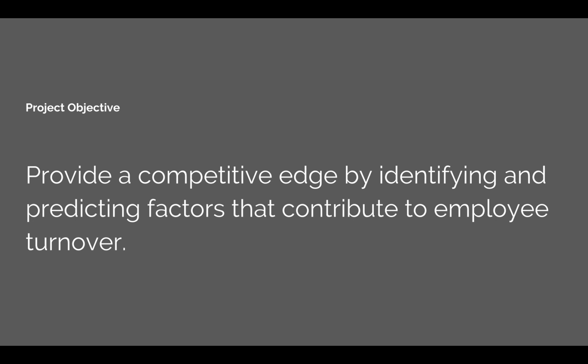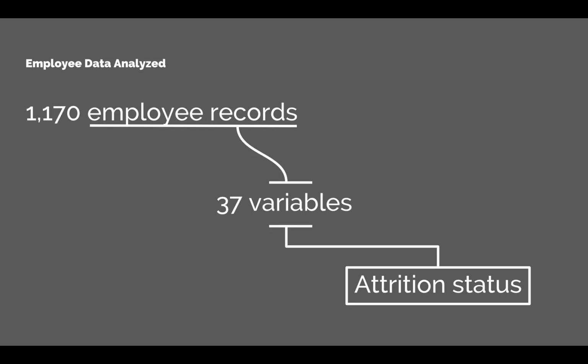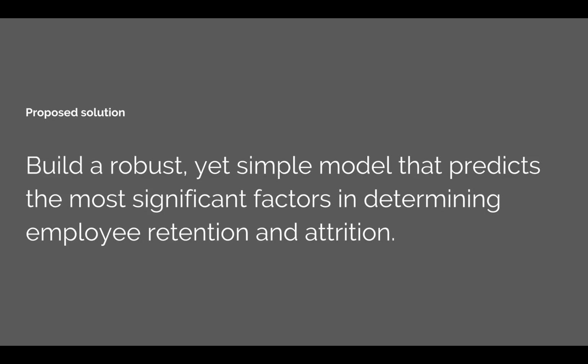So the overall objective is to provide a competitive edge by identifying and predicting factors that contribute to employee turnover. What we were provided was 1,100 employee records, each containing 37 variables. And among those was attrition status. So a yes would mean that employee left, and a no means that employee did not leave. So the solution is to build a robust yet simple model that predicts the most significant factors in determining employee retention and attrition.